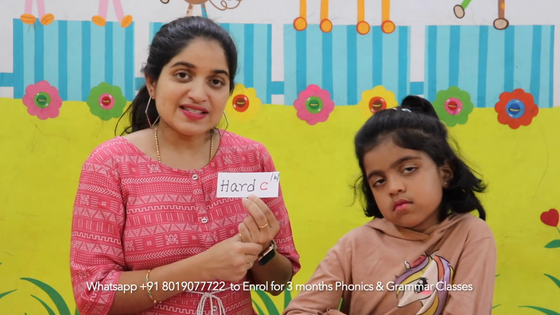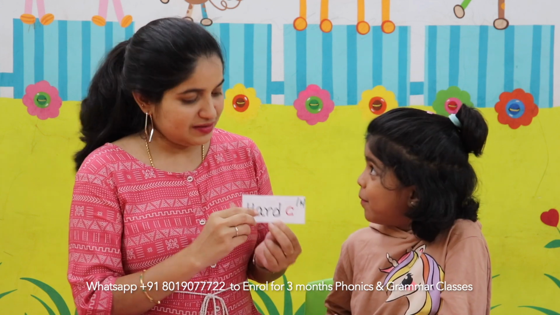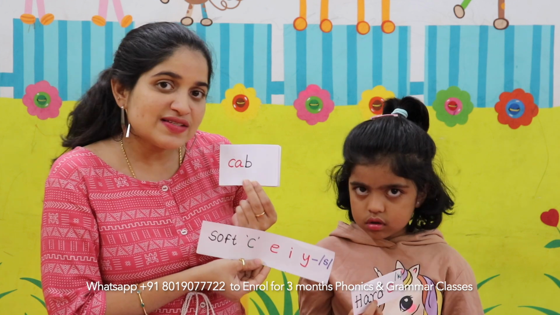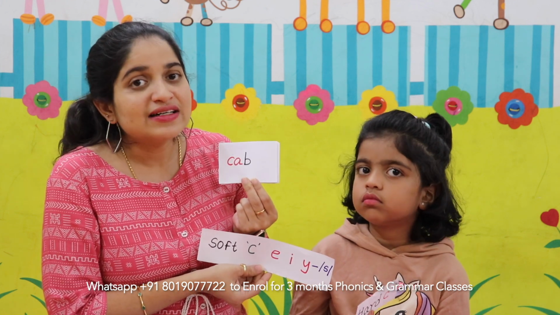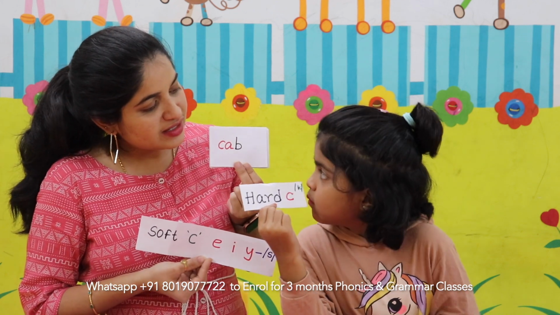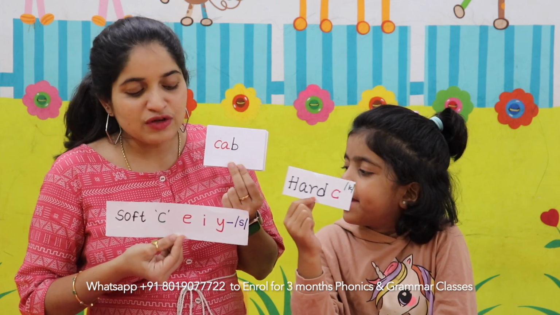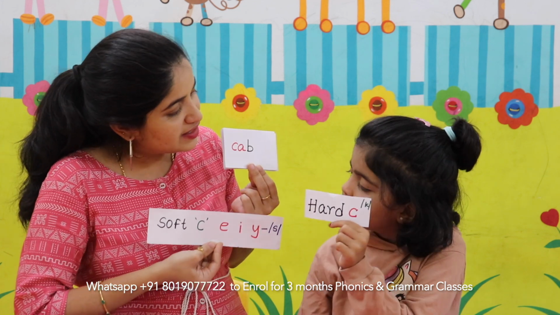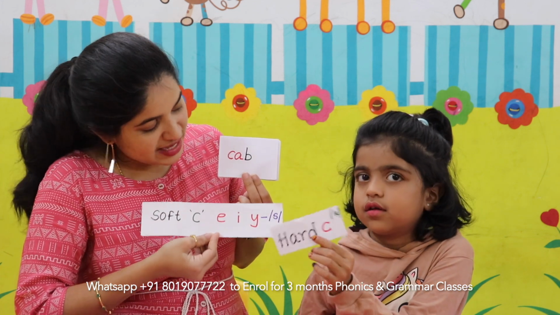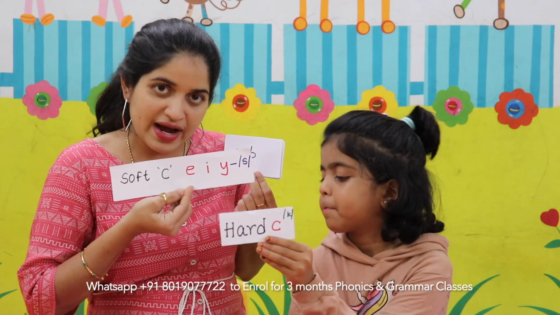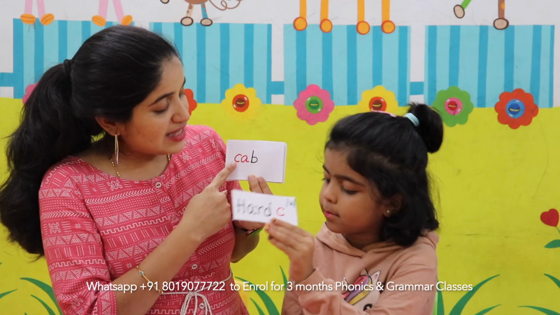Now let's see some examples of hard C where C has K sound. So children, look here. Here I have few examples for hard C where C has to be pronounced as K sound. Okay. So which letter you have after C? A. Now check the rule. Should it be the S sound or K sound? K sound. Yes, because as you see, any alphabet other than E, I, Y should have the K sound.